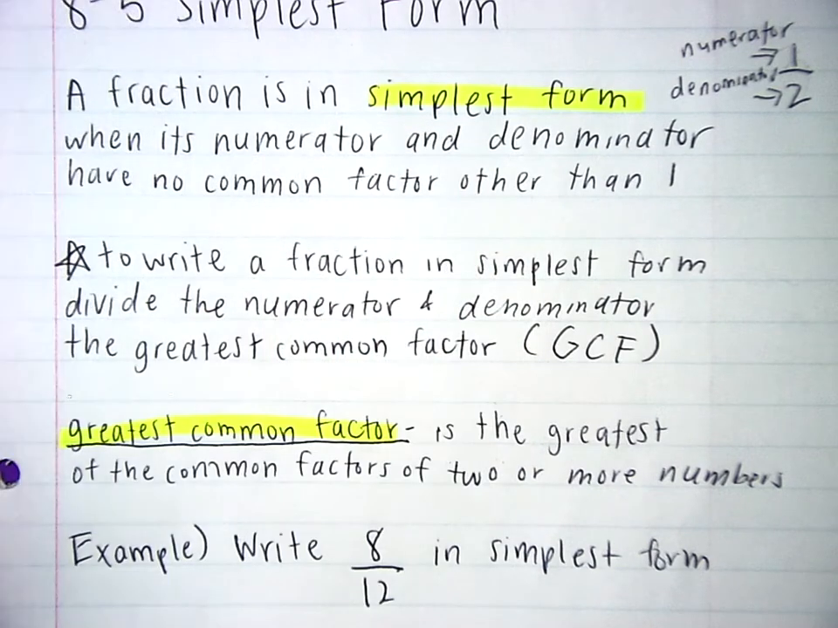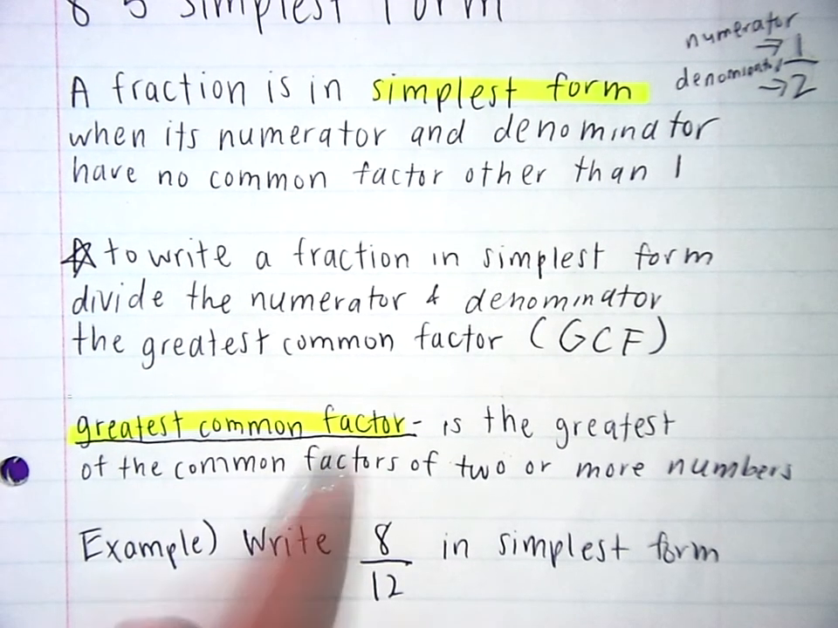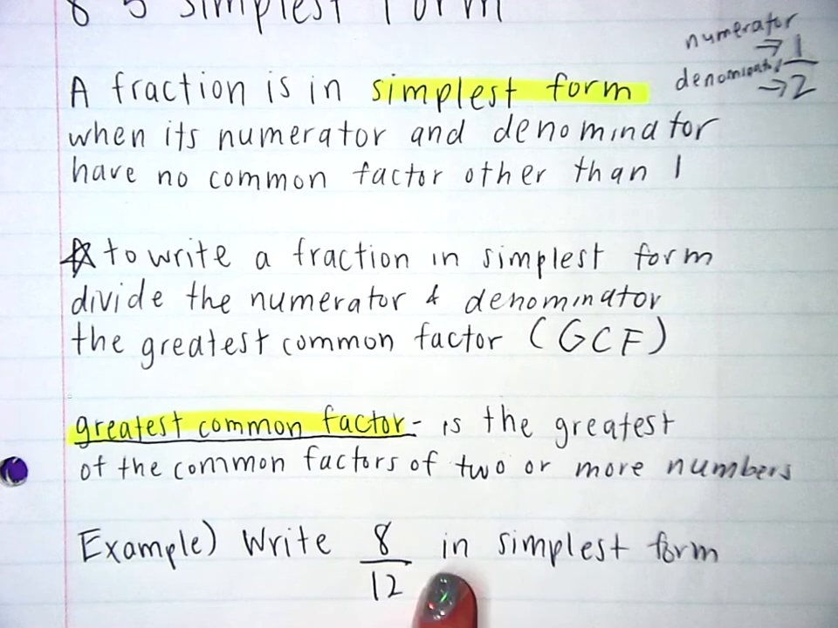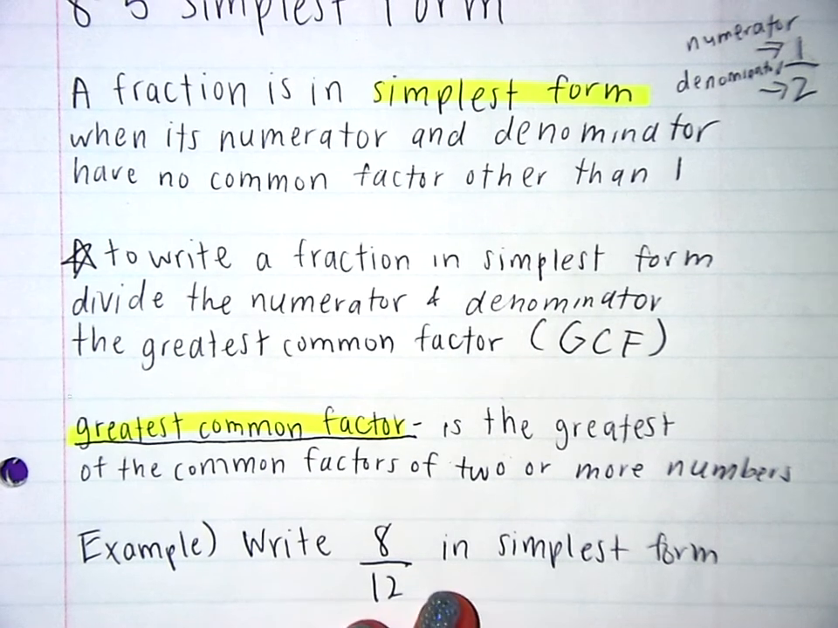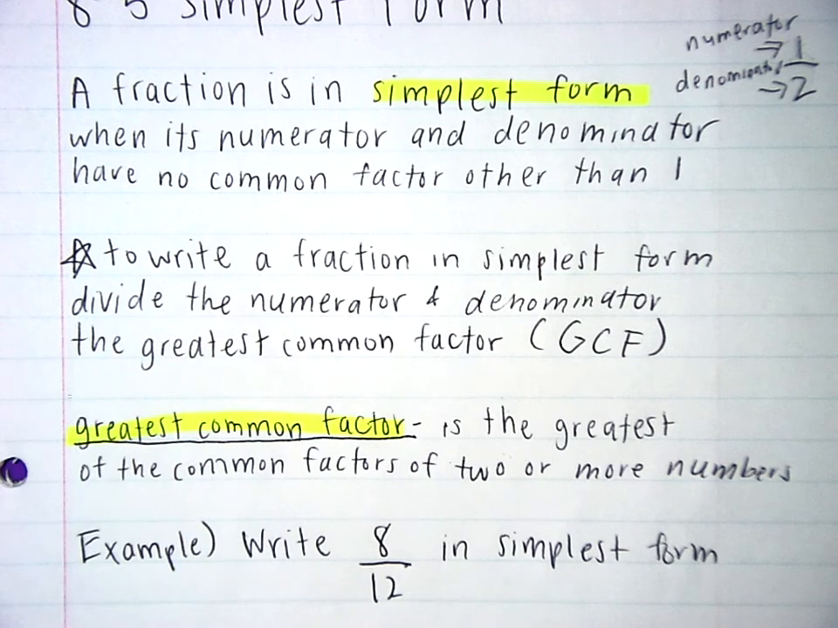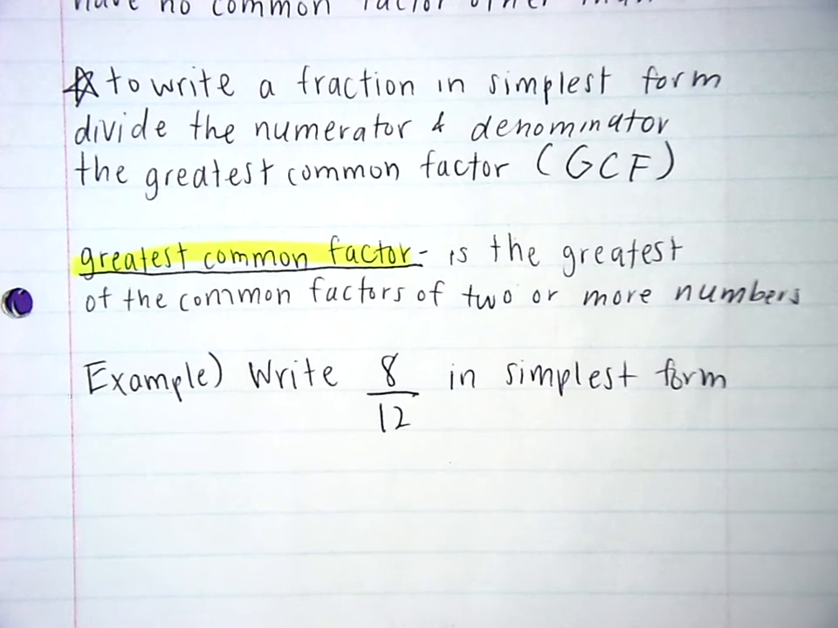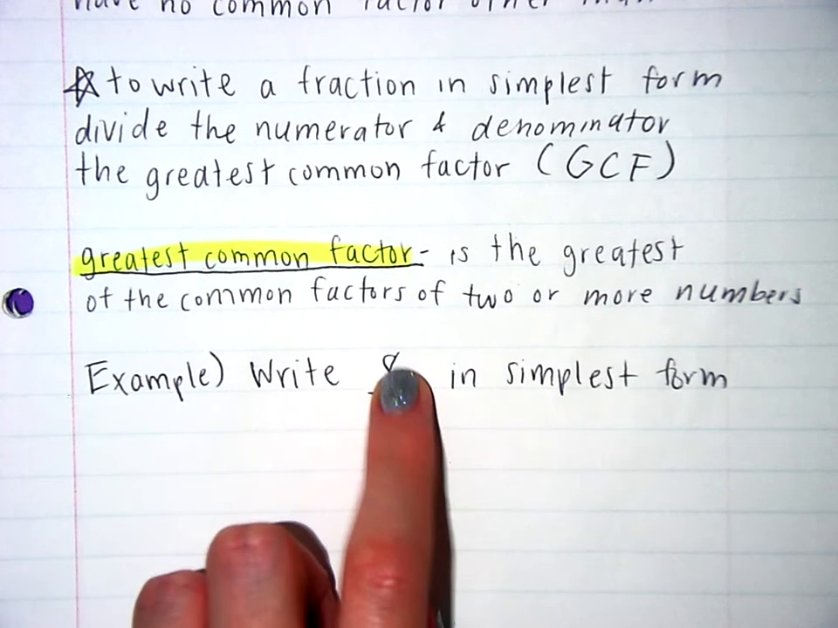So in order to figure out the factors of a number, you must first do that, and then that's where the greatest common factor comes into play. Once you find all the factors of a number, then you see which one is the greatest one they share, and then you divide by that number. So we have to find the greatest common factor for 8 over 12.